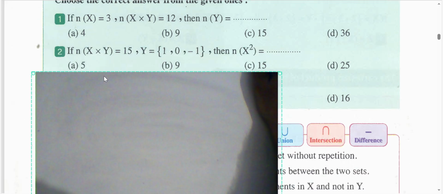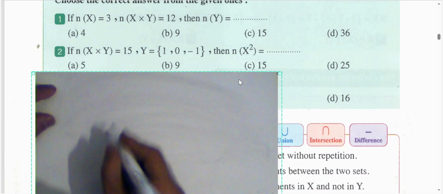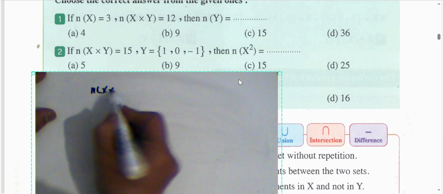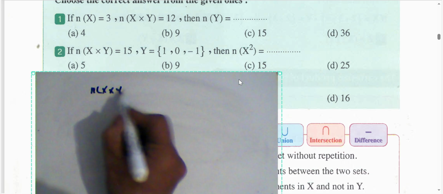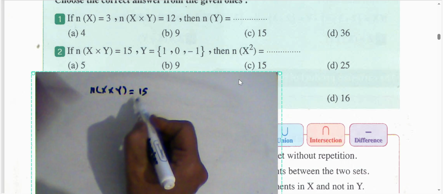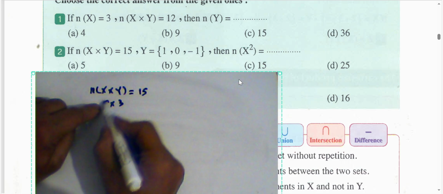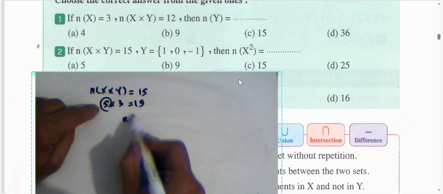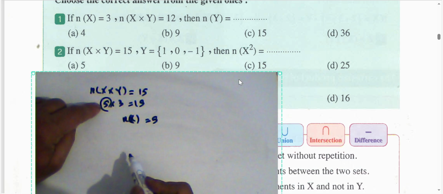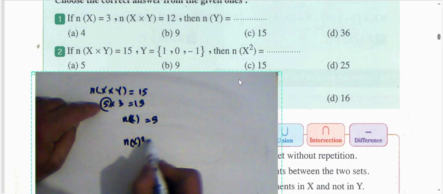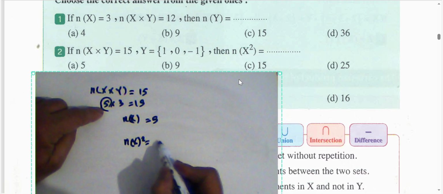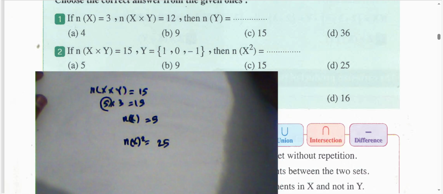Number of elements. Here it asks us to find: given the number of ordered pairs in the Cartesian product x and y equals 15, and y has 3 elements. Look here. We have the number of elements in the Cartesian product, and it was 15. It gives me the information that y has 3 elements. Then 3 times 5 equals 15. Then the number of elements of x equals 5. The number of x squared will be 5 power 2. 5 times 5 is 25. The result here is D. Choose letter D.